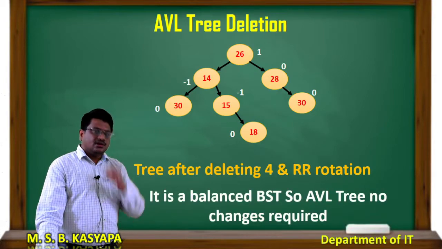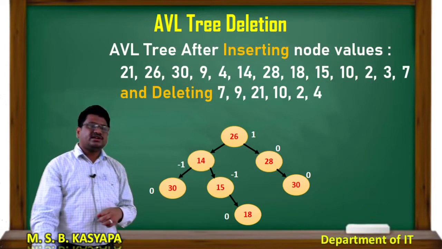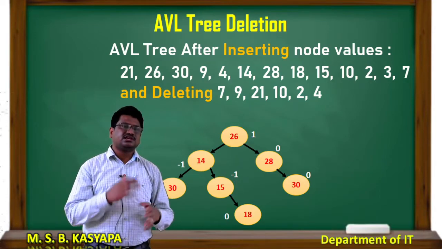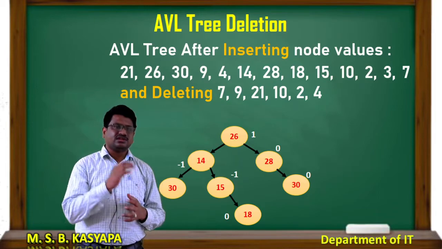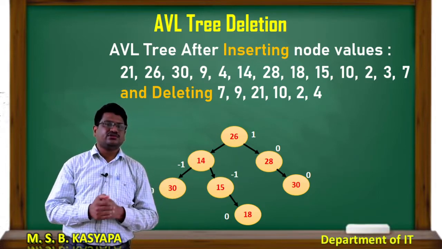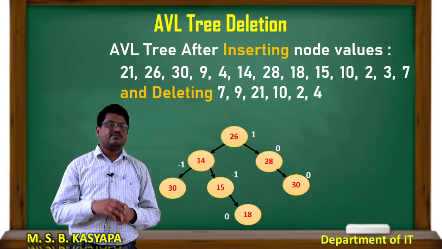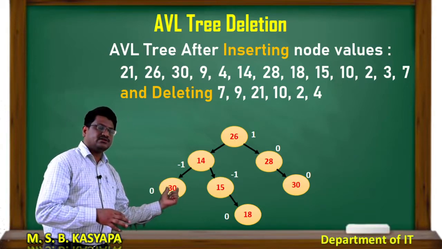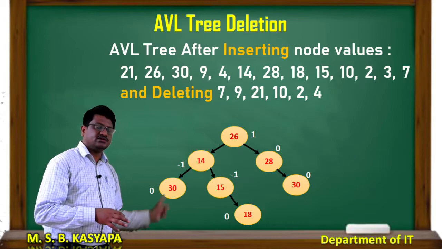After insertion of 26, 20, 39, 4, 14, and after deleting the elements 7, 9, 21, 10, 2, 4, my AVL tree should be like this. Here, in place of 30 you can put a 3.